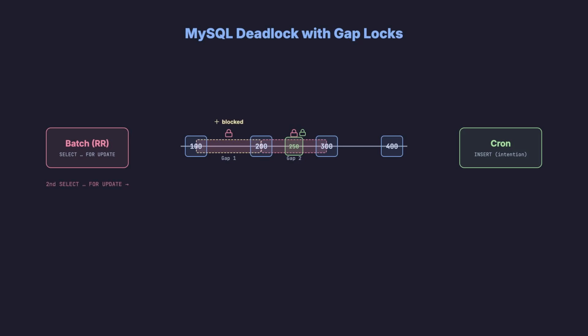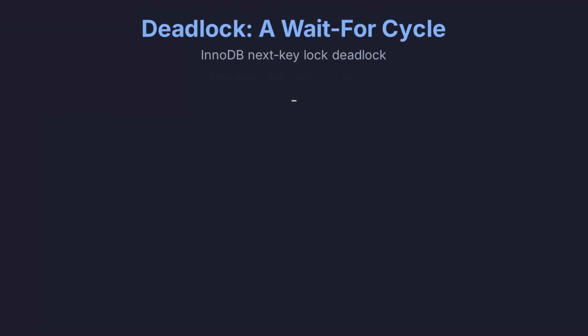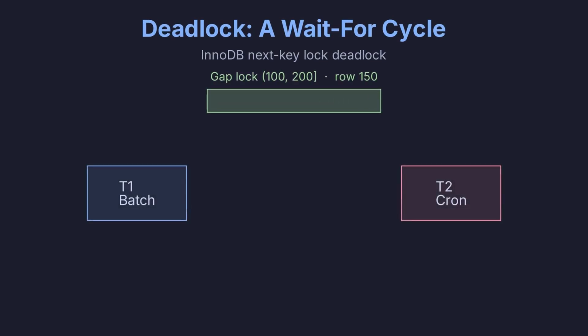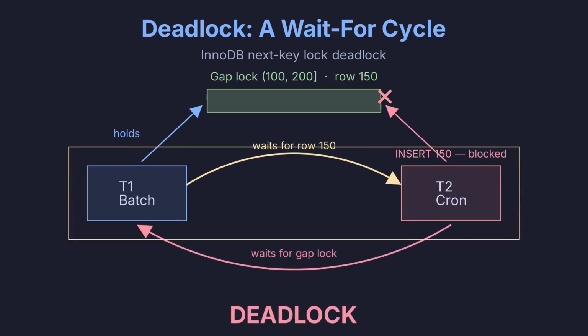In turn, the cron itself held an insert intention lock that sometimes conflicted with a later read from the batch, causing a deadlock. This wasn't a theoretical race condition. The deadlock errors happened several times a day, tripping alerts and forcing manual rollbacks. We inspected the InnoDB status output and saw the conflicting next key locks clearly.